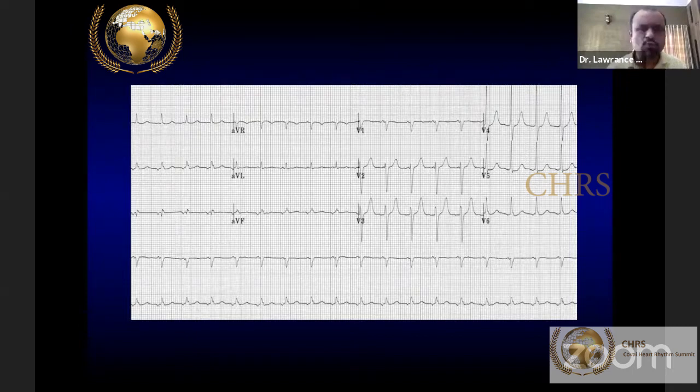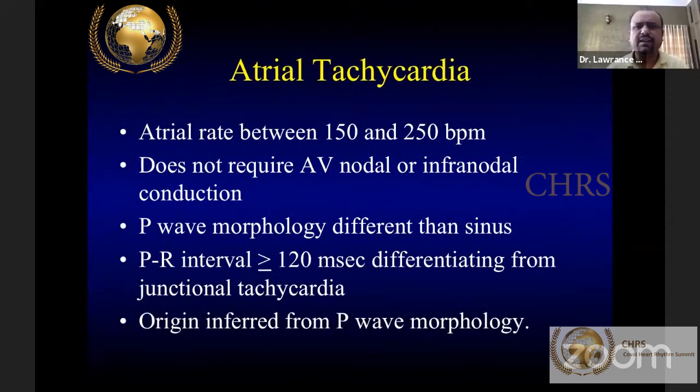An atrial tachycardia usually varies between 150 to 250 beats per minute and usually does not require AV nodal or infranodal conduction to initiate the tachycardia, but you need an AV node to conduct the atrial tachycardia. Your AV node is going to conduct the atrial rhythm back to the ventricle. Your P wave morphology will look different from sinus, and the PR interval is more than 120 milliseconds, so your PR interval will be longer.